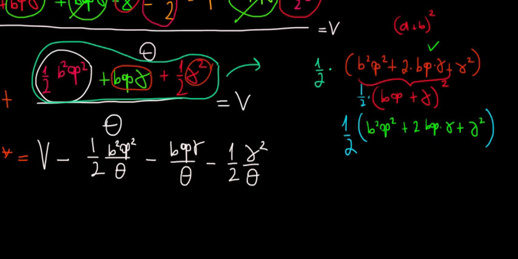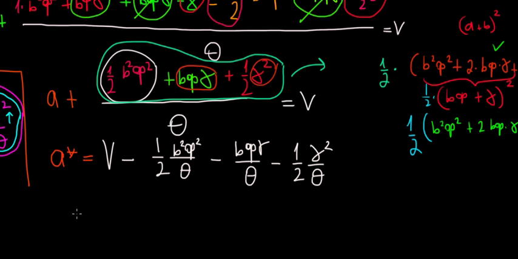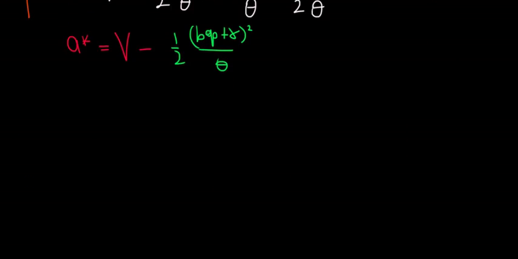Now, if you write it like that, let's write it over here underneath it, then we could say that A, the base salary, is equal to V minus that thing, which is 1 over 2 times b theta plus gamma to the power of 2, divided by theta. Now with that said, we can apply this to our profit function to maximize it with respect to the bonus.